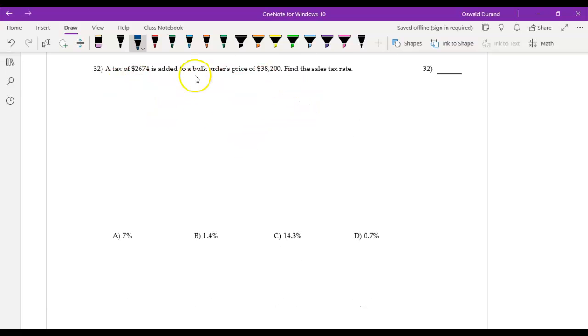Okay, this one is a little bit more interesting. Here we have a tax of $2,674 added to a bulk order's price of $38,200. Find the sales tax rate. We need to find the tax rate, so we need to set up our equation, right?